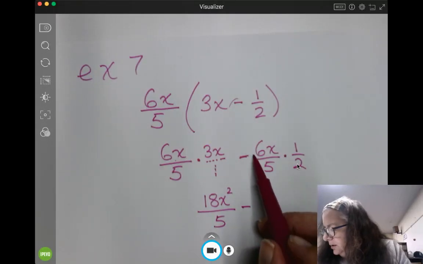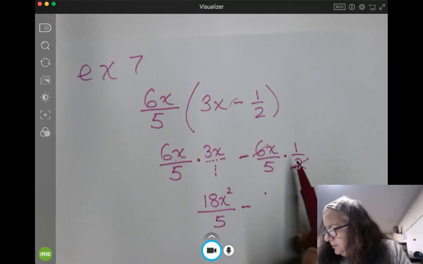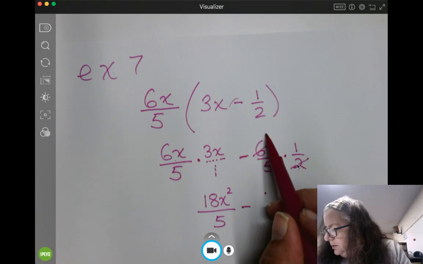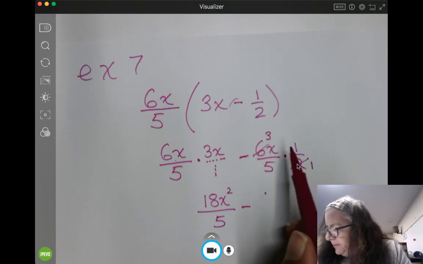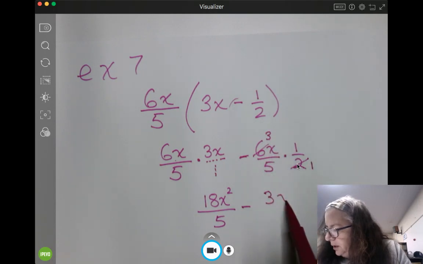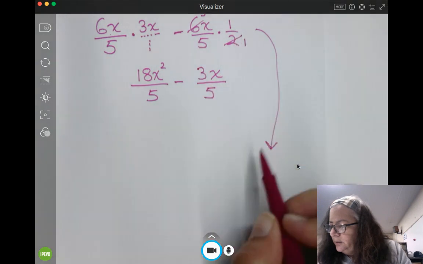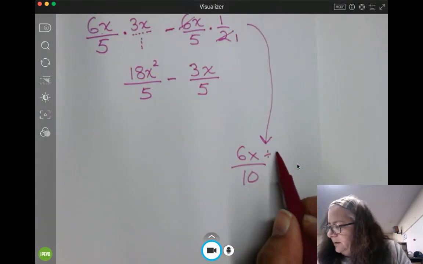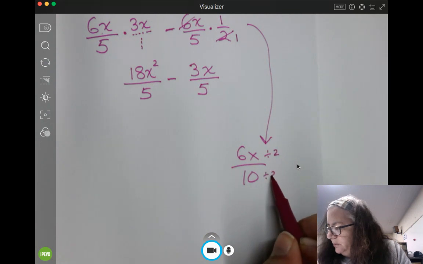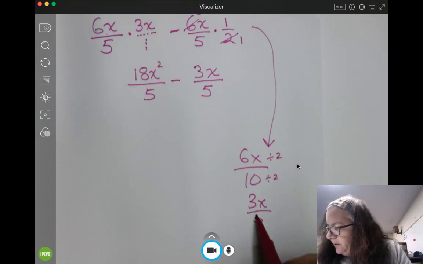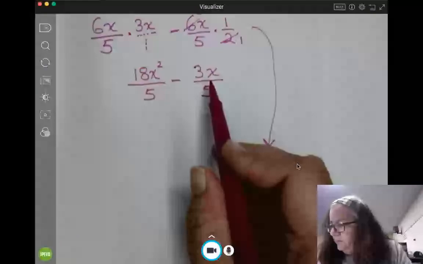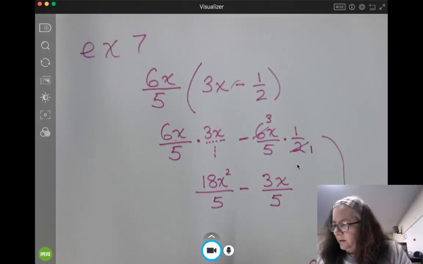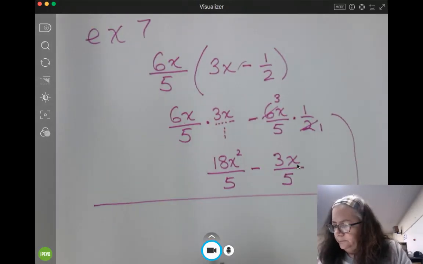But look, this 6 and this 2 can simplify. If I divide top and bottom by 2, this becomes a 3. That becomes a 1. So I get 3x over 5. Now, if you did it the long way, you would get 6x times 1 is 6x. 5 times 2 is 10. And then you would divide top and bottom by 2, and you would get 3x over 5. So you'd get the same thing. It would just take an extra step. Okay, last one.